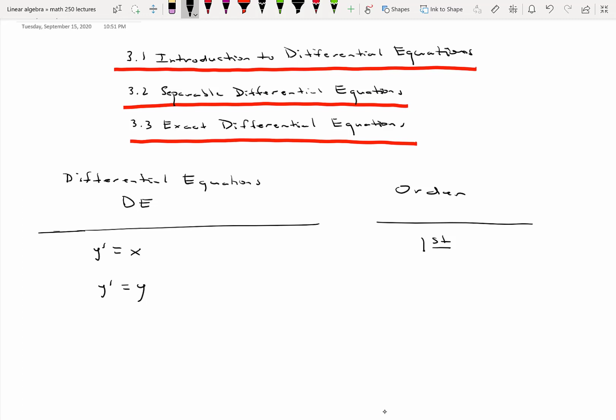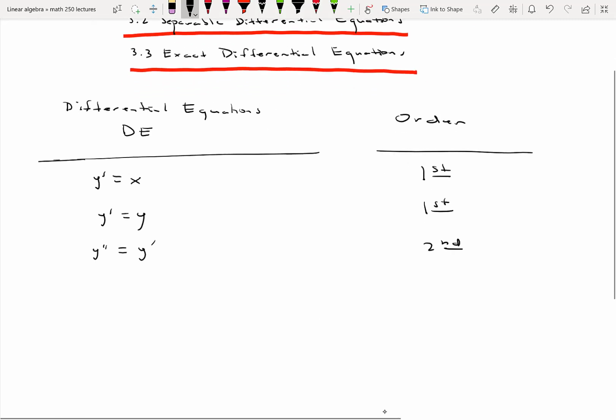It doesn't have to be the first derivative, by the way. It could have been y double prime equals y. So if we have something like y double prime equals y, we have a second order differential equation. If I add another prime on the right, y double prime equals y prime, I still have a second order differential equation. So I think you're getting the idea of what the order of a differential equation is.